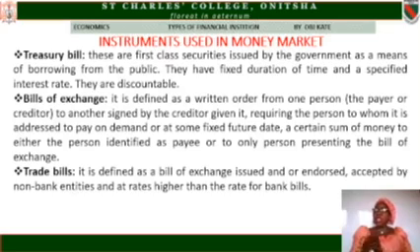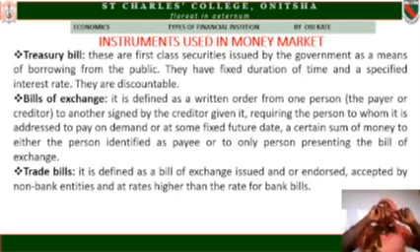So, bill of exchange, the person that writes it is the creditor and not the debtor. Like in case of a check, you know that the person who writes the check is the debtor. But in this very case, it is the creditor. Then we have trade bills. Trade bill is defined as a bill of exchange issued and or endorsed and accepted by non-bank entities at rates higher than the rate for the bank bills. What this implies is that trade bills are being honored by those institutions that are not banking institutions.